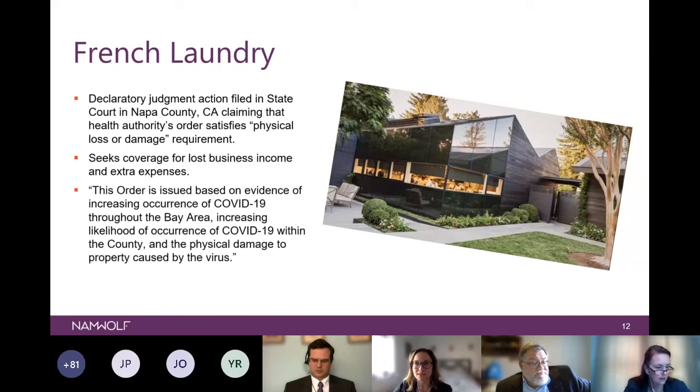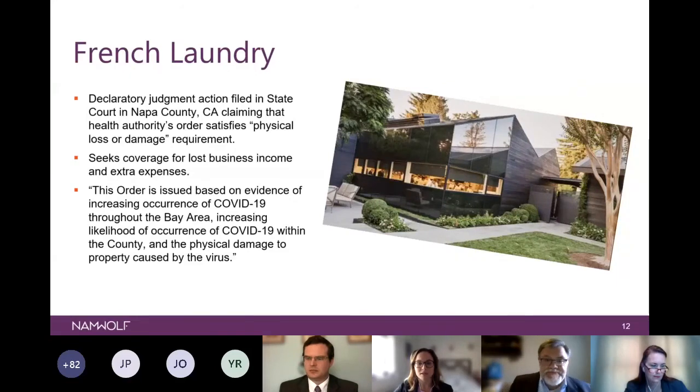They claim that COVID-19 has physically impacted property and physical spaces around the world. The virus physically infects and stays on surfaces for up to 28 days. Other countries, including China, Italy, France, and Spain, clean and fumigate areas before they're allowed to be reopened to the public. And perhaps most importantly, they also point to the language of the order itself, which states in relevant part, "This order is issued based on evidence of the increasing occurrence of COVID-19 throughout the Bay Area, increasing the likelihood of occurrence of COVID-19 within the county, and the physical damage to property caused by the virus."